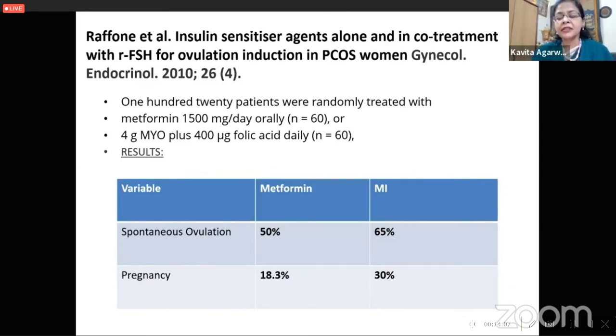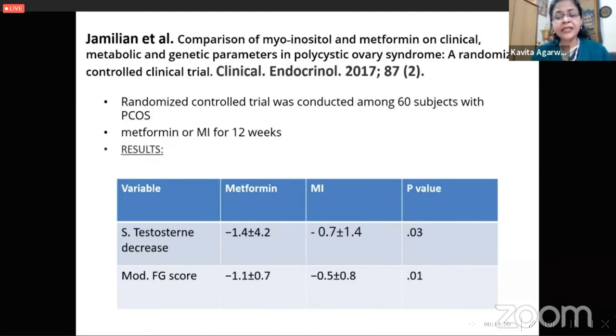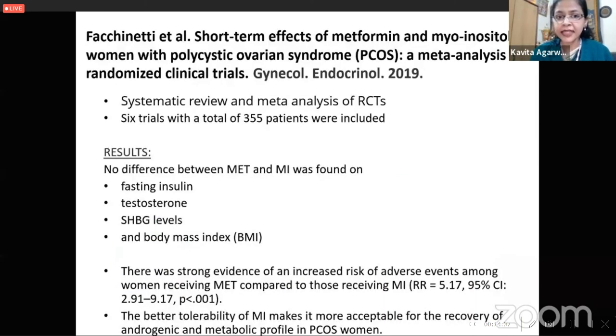So now, the next thing they did was compare MI with metformin, as metformin has been used since many ages. So they thought of comparing it. In this study, 120 women were randomly treated, and the results were that again, MI was found to give better results, although in this study, it was not statistically significant. Then this was another study, although done on only 60 subjects, but yes, the results were statistically significant.